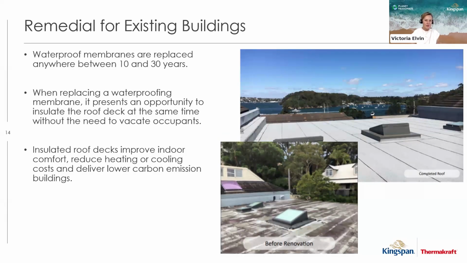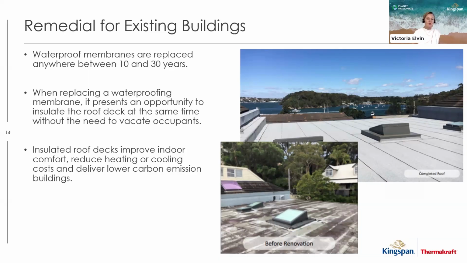Typically, a waterproof membrane is going to be replaced anywhere between 10 and 30 years, depending on the environment and the performance. At that stage, it might have been that the insulation requirements in New Zealand were not as they are now, highly likely, and there's less insulation than the occupants feel is ideal for their thermal comfort. We've become much more used to being warm in our homes, and we no longer like to be cold.